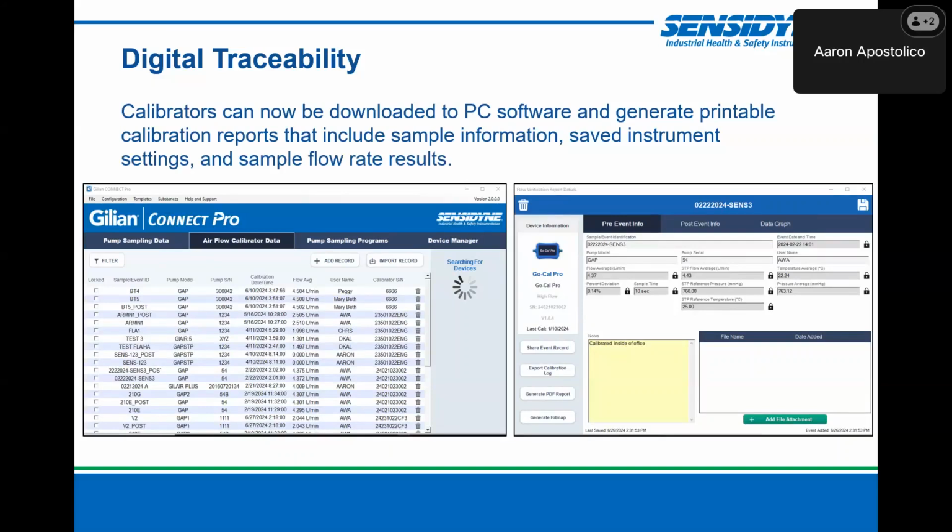And one of the newer features is the airflow calibrator data that can be downloaded and added to your database. The GoCal Pro calibrators can actually be downloaded directly to this PC software and generate printable calibration reports that include the sample information, the saved instrument settings, and sample flow rate information. So this can create its own report just for the calibration information, or you can tie the calibration information with the air sampling information together and create one complete report with your laboratory results included.